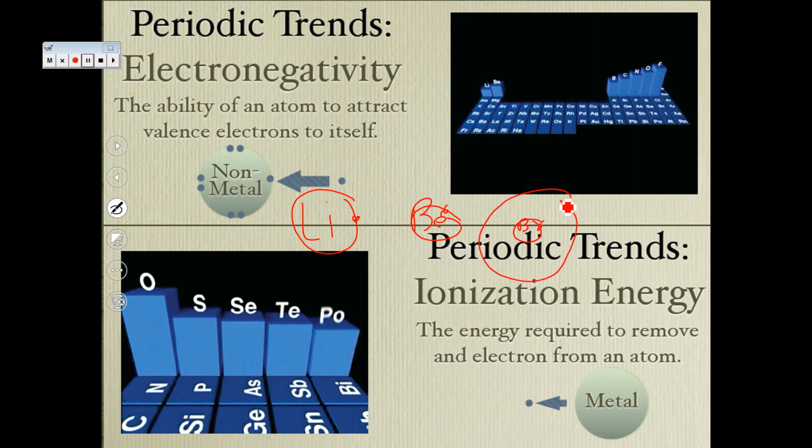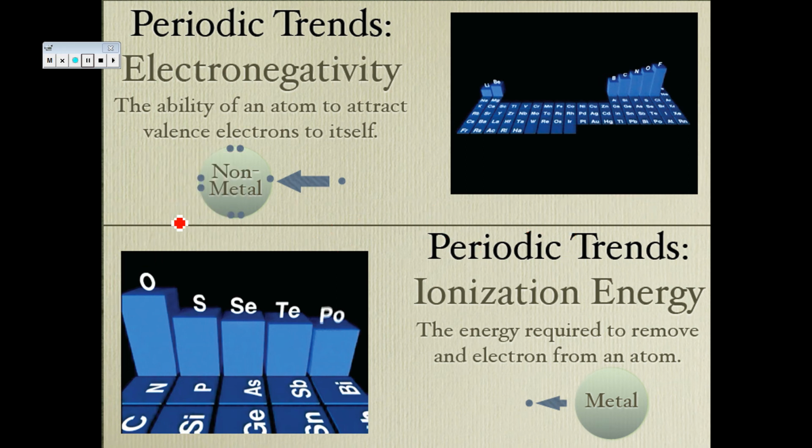There's a very, very strong attraction between the nucleus of this and the electron that is not very far away from it here. So it is going to be harder to remove an electron from boron. So as you go right across the periodic table, the ionization energy increases.